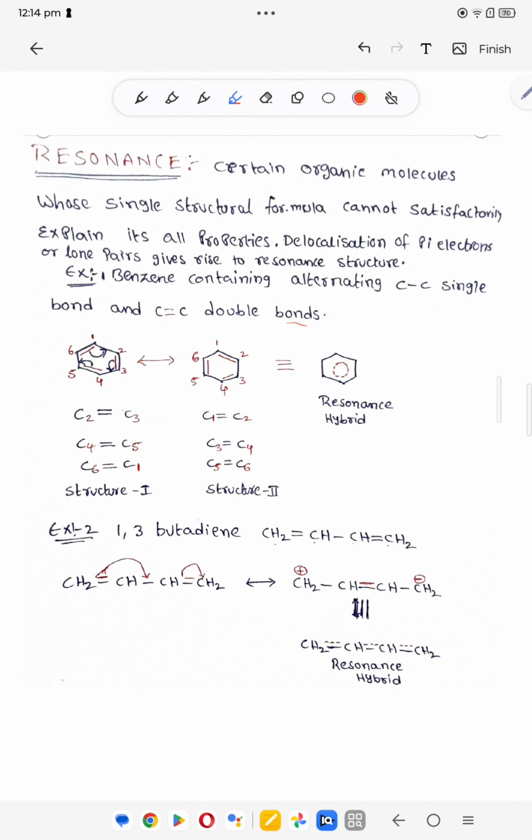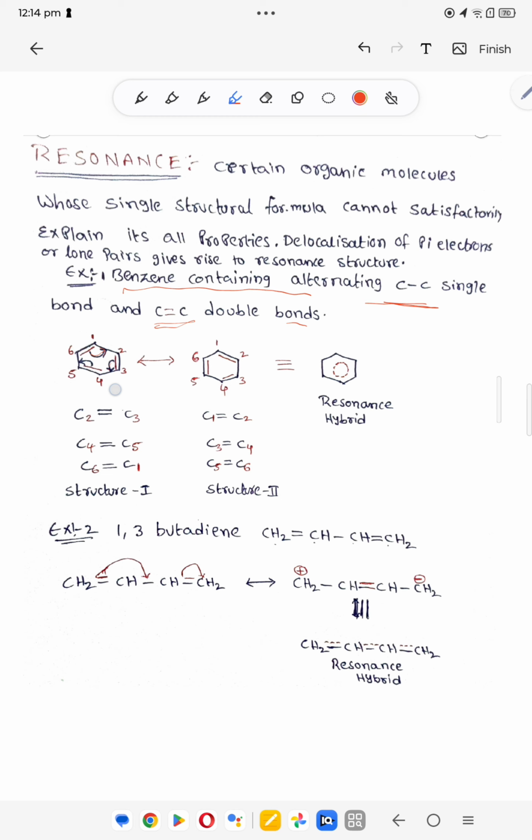Resonance is nothing but delocalization of pi electrons or lone pairs, which will give rise to a resonance structure. Or shifting of pi electrons from one carbon atom to the adjacent carbon atom will give rise to a resonance structure. If you take an example, that is benzene, which contains alternate carbon-carbon single bonds and carbon-carbon double bonds. These are involved in conjugation, where the double bonds are shifting in between carbon-carbon single bonds in a cyclic manner.